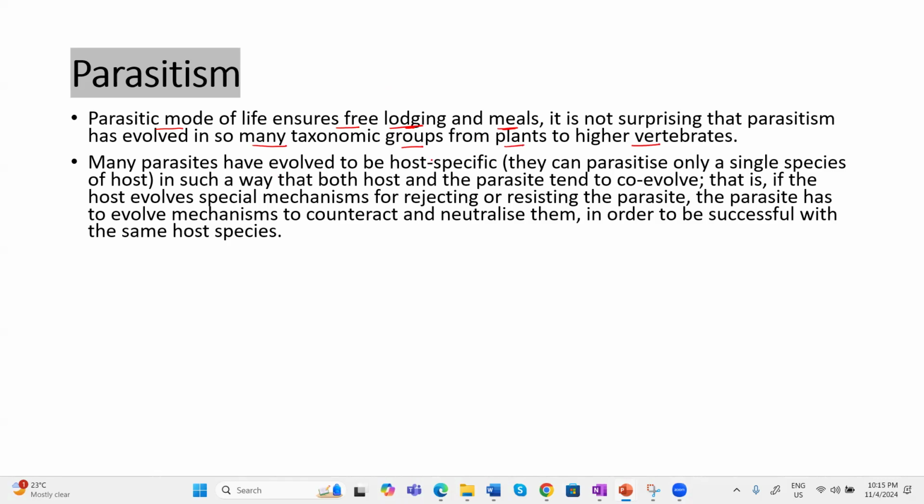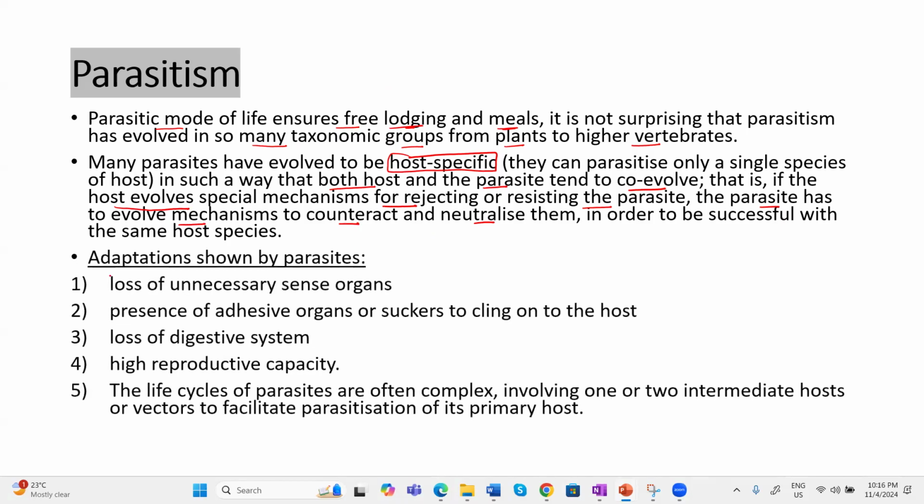And many parasites have become host specific also, in such a way that both host and parasite will co-evolve. It means what? If suppose the host develops any special mechanism for rejecting the parasite, the parasite will also develop a mechanism to counteract and neutralize them so as to have a successful interaction with the same host species.